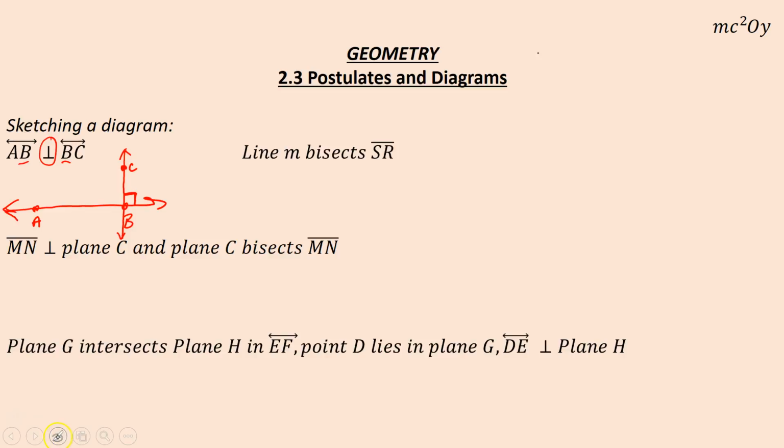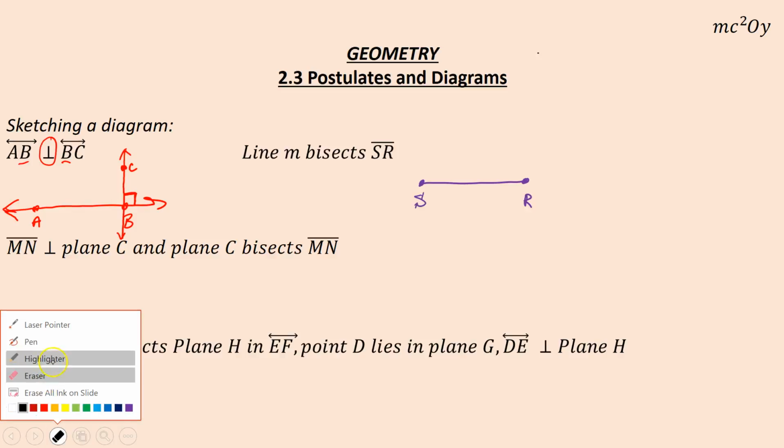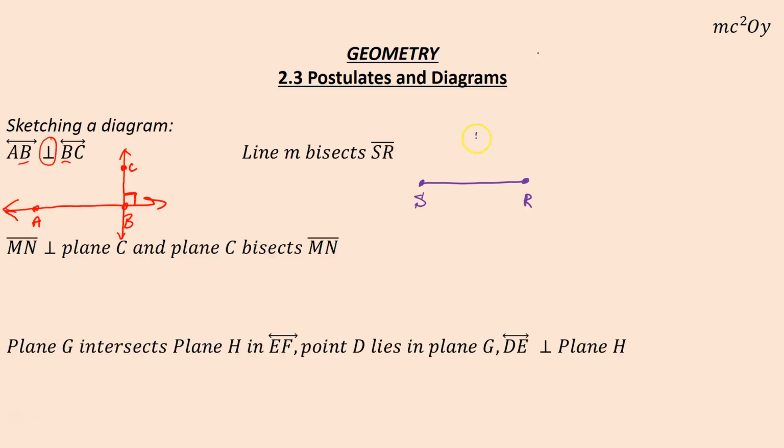All right, let's use another color for the next one. We'll go line M bisects SR. We'll segment SR first. Make sure it's an S, not a 5. And I have line M, and it's going to bisect. Okay. Now, that's not the best looking bisector, so I know that we go by markings and not necessarily looks, but I'm going to try to make it look a little better.